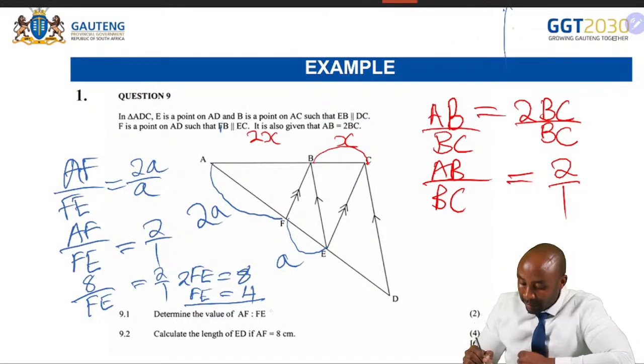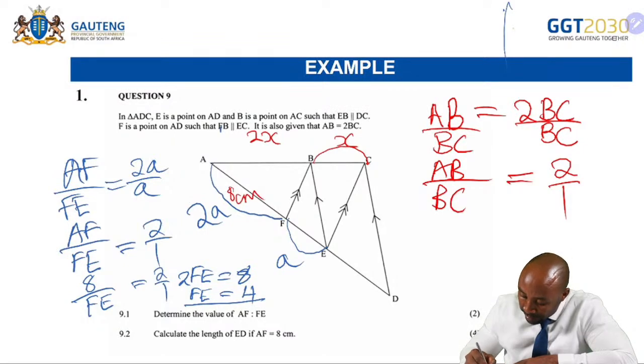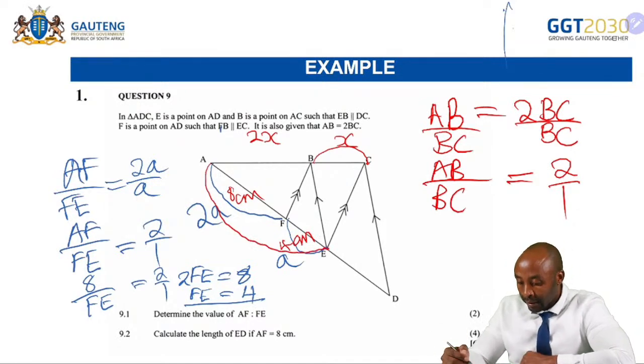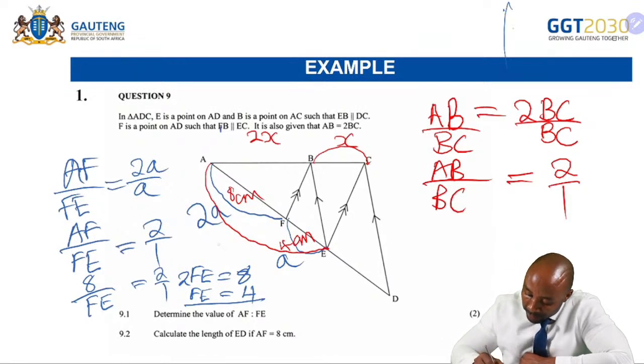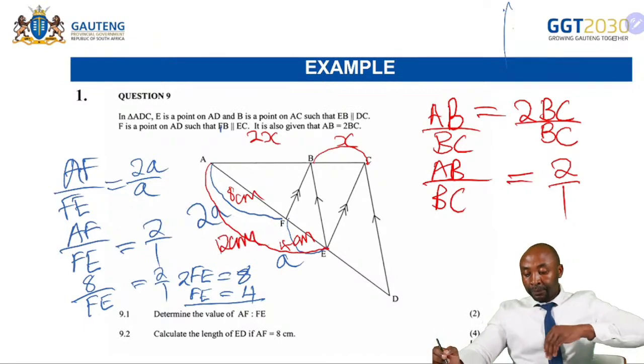So my FE is going to be 4, meaning my AF is 8 centimeters. My FE is going to be 4 centimeters, meaning I now have the length of AE. And that length of AE, I will add my 8 centimeters and 4 centimeters, and that should give me a total length of 12 centimeters. Are you able to follow?